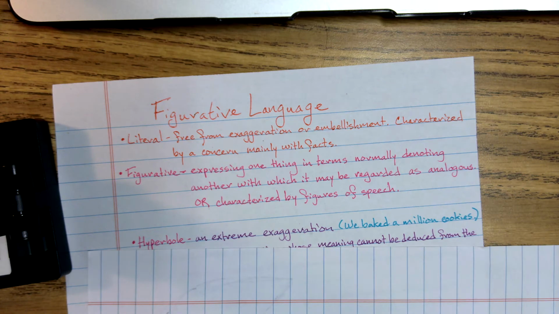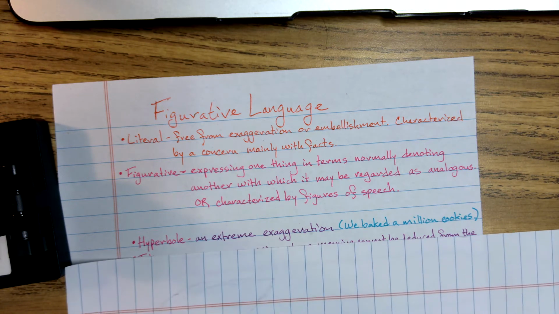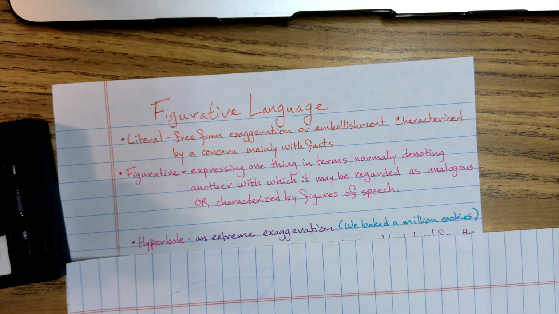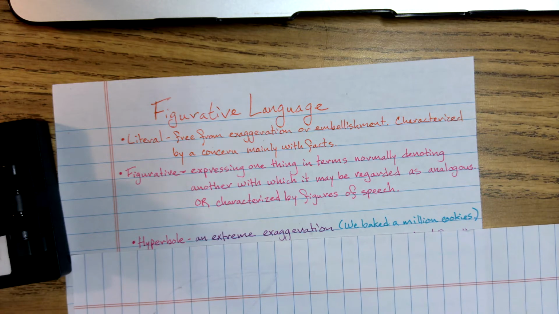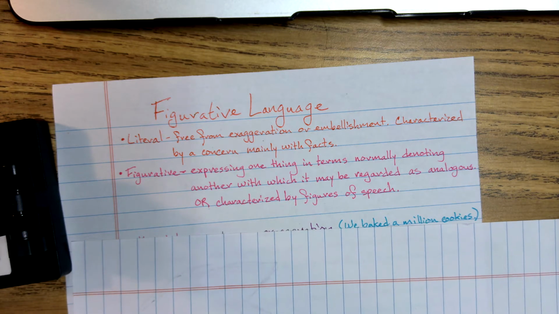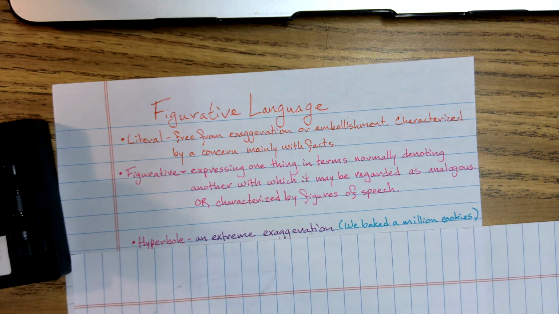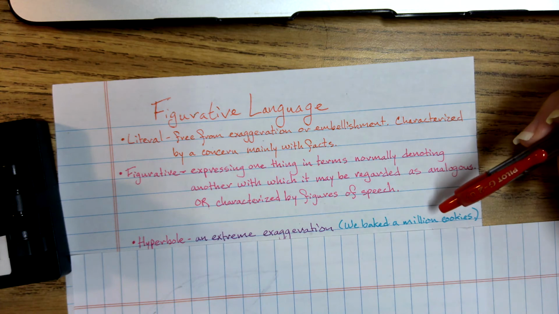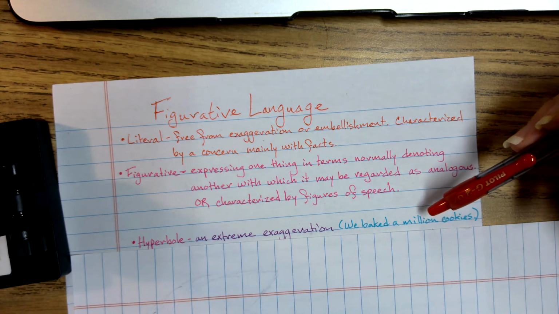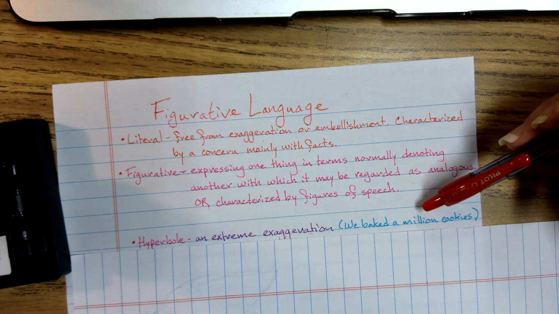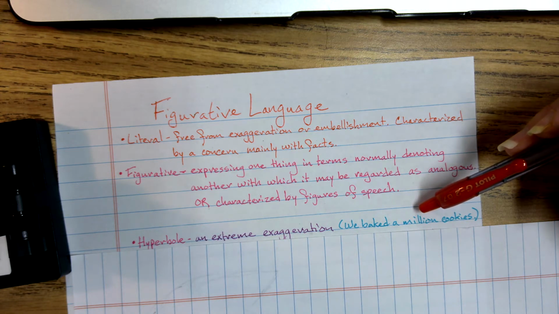So hyperbole. Hyperbole is an extreme exaggeration, okay? We baked 1,000,000 cookies. Did you literally bake 1,000,000 cookies, or did you bake like 24 cookies, right? It's an extreme exaggeration. He jumped 20 billion feet in the air. No, he didn't. He just jumped really high. Hyperbole. It's an extreme exaggeration. It's when you go over the top to make a point.